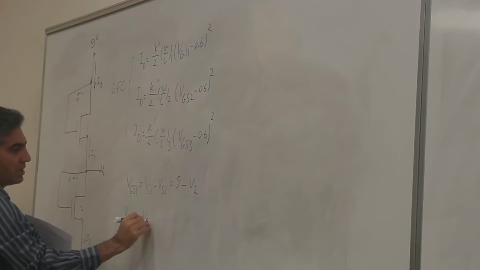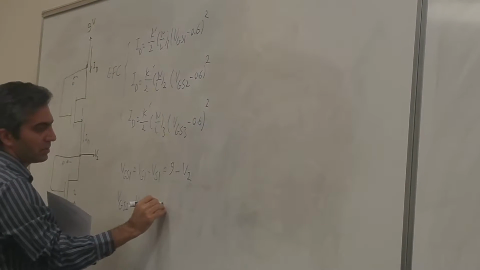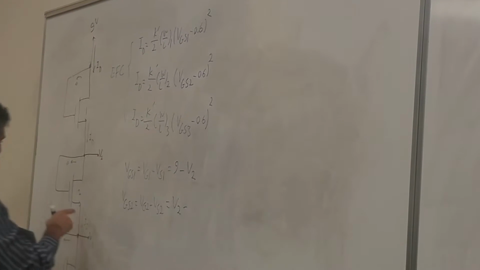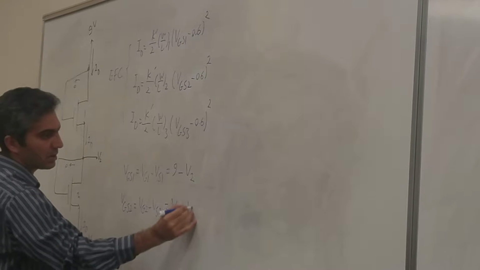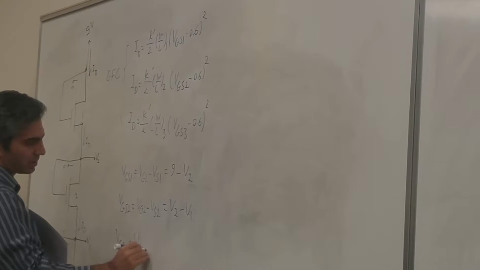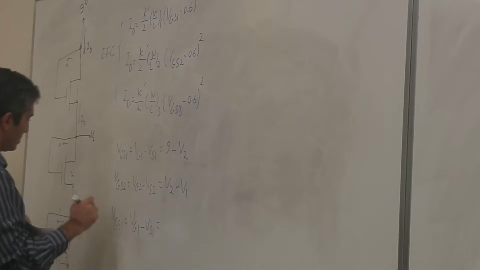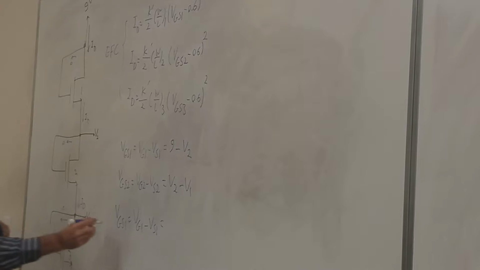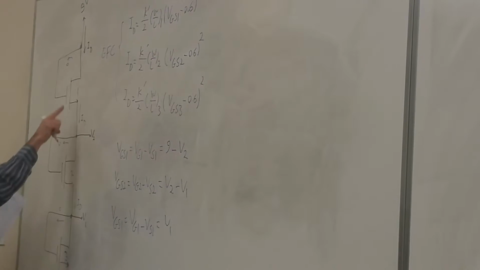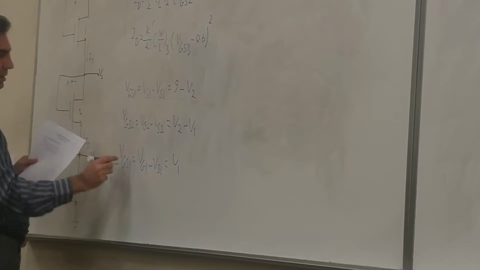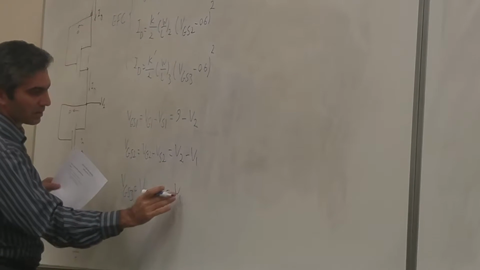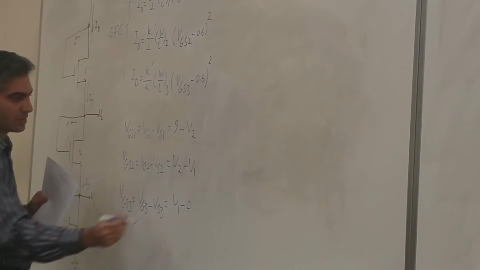VGS2 is VG2 minus VS2. So VG2 is V2, and VS2 is 1. And VGS3 is VG3 minus VS3. VG3 is V1, and VS3 minus 0.6.